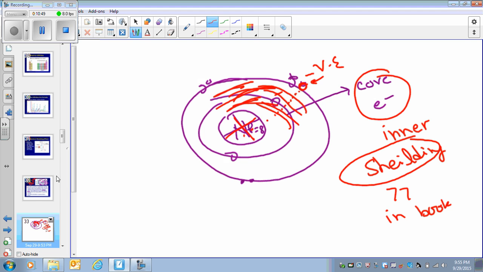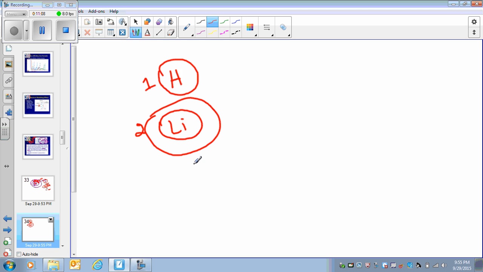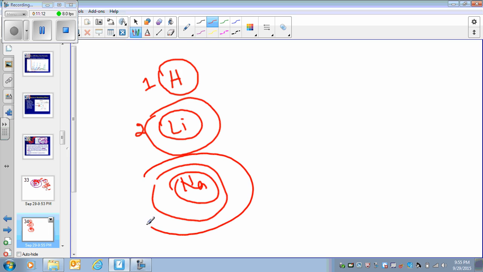So going back to what I was explaining, as we go down the group, the atomic radius increases. And why does it increase? If you look at the periodic table, hydrogen is in period 1. That means hydrogen has only one energy level. Now lithium is in period 2. That means lithium has two energy levels. Sodium is in period 3. That means it has three energy levels.